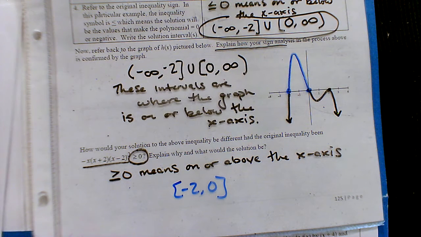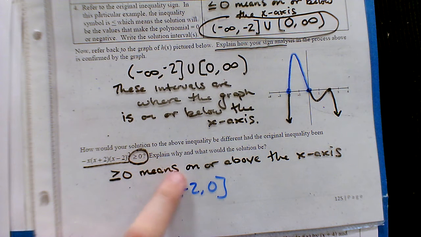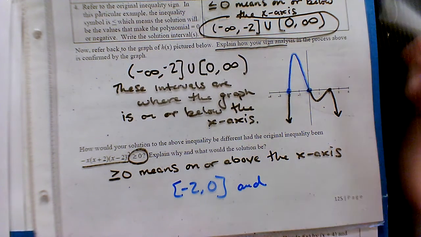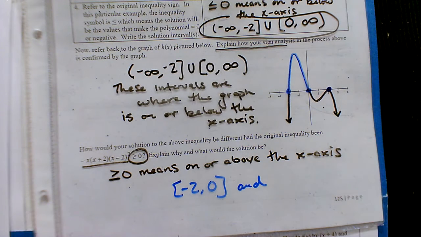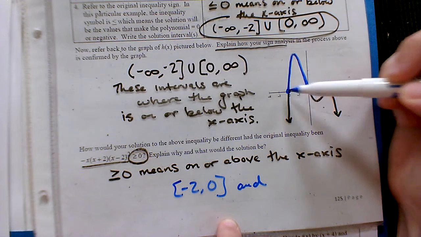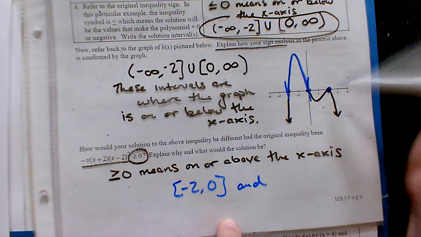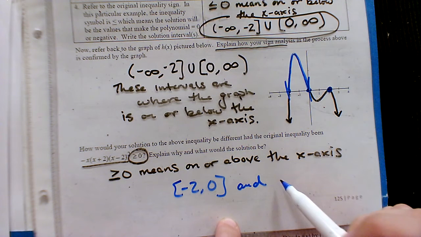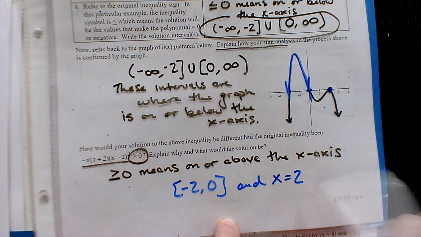Yeah? What about where it touches 2 on there? Oh, good catch. So we have this interval, and how would you show just that point touching 2? How would you want to label that? So we have this entire section, and then just that spot, right here. So we'll say the x value of 2. Good catch.